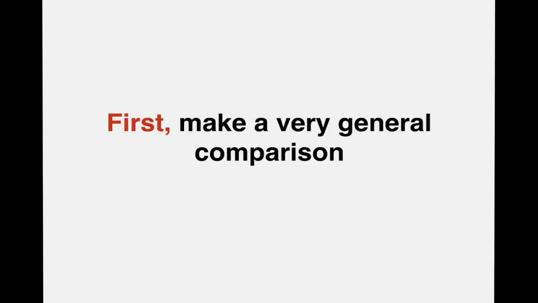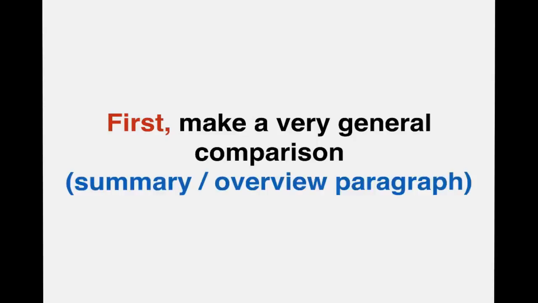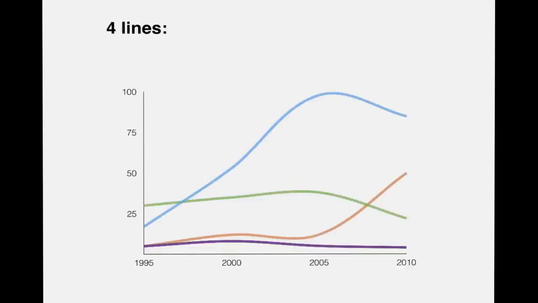First, make a very general comparison of the lines on the graph, of the information. This is for your summary or overview paragraph. I do this after the introduction as paragraph 2, but you could put the summary at the end. An example of this, if we take a graph with 4 lines, the overall summary would be something very, very general, like saying that the blue line is the highest overall, is higher than the other lines overall, in the whole period shown. Very, very general.